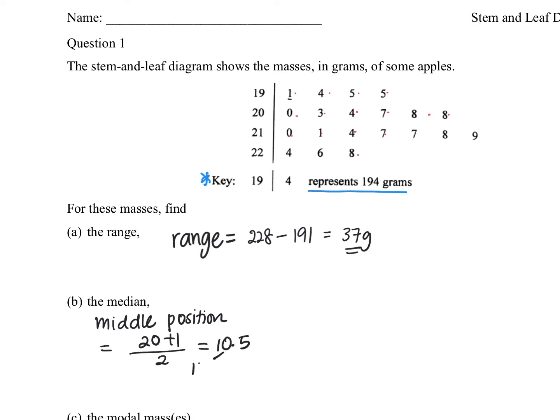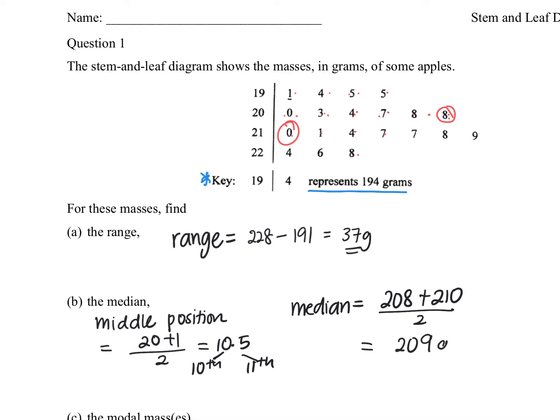What does this mean? It means that I'm taking the 10th number and the 11th number, and taking the average of these two numbers. So let's find the 10th number: 1, 2, 3, 4, 5, 6, 7, 8, 9, 10. The 10th number is not just the digit 8. That's the leaf, so we need to include the stem. So the median will be given by taking the number 208 plus our 11th data value, 210, over 2, and the median will be 209 grams. Have you gotten the answer?